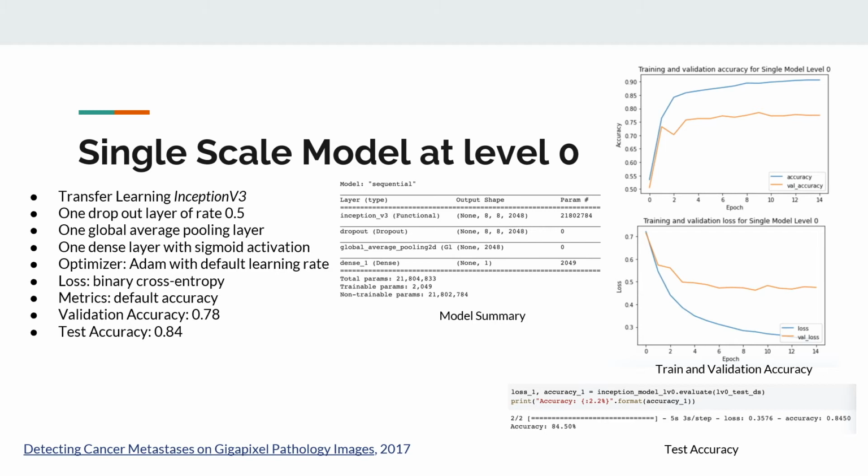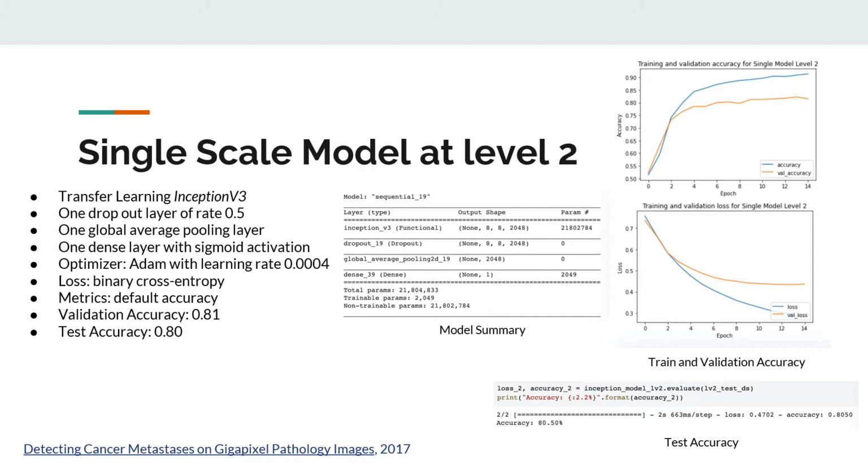Since my dataset is balanced, I used default accuracy as the evaluation metric. I trained 15 epochs. The validation accuracy is around 78%, and the test accuracy is around 84%. For the single model at level 2, my model construction is the same as the one at level 0.